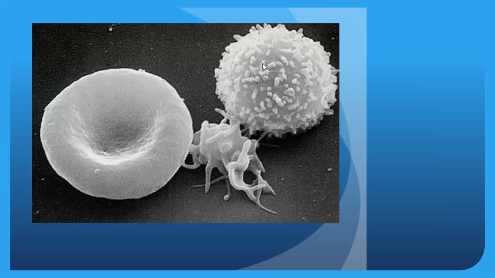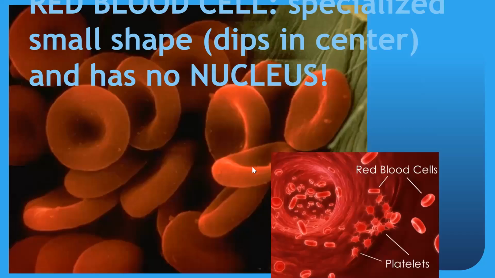Look at this white blood cell. Look at those. These are actually called cilia. White blood cells have cilia. What do cilia help organisms do? Think about that. And this is a platelet. So it kind of helps our blood clot.